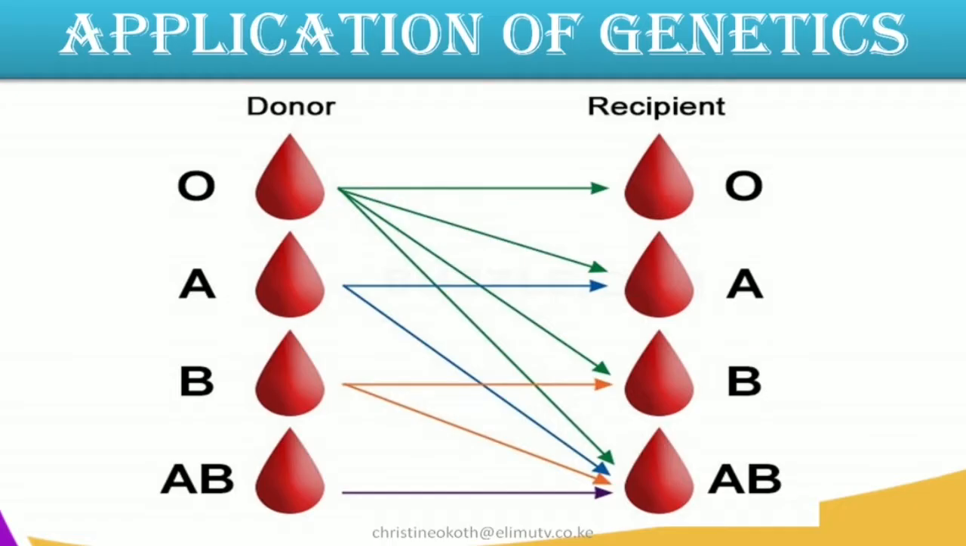So not anyone can donate blood to any person. It has to be the specific type, and also you have to consider the rhesus factor. If you are an O negative, you cannot donate to an O positive. So you have to have the same blood type and the same rhesus factors.